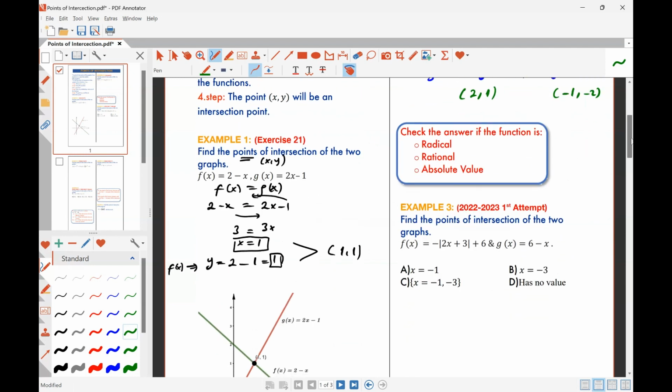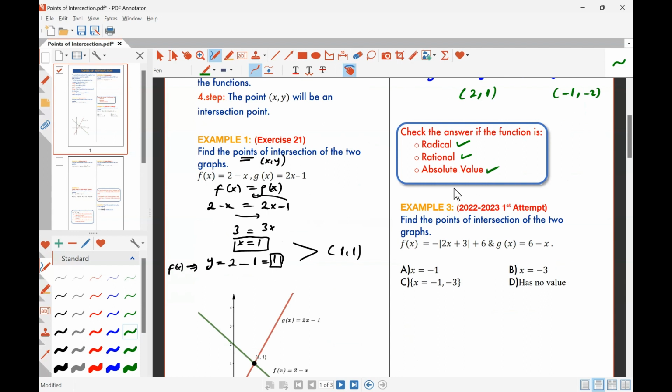Example 3, 2023 first attempt ministry exam question. We have an absolute value equation. So we have a situation here. We have to check our answer for x whenever we have a radical function, a rational function, or absolute value function.